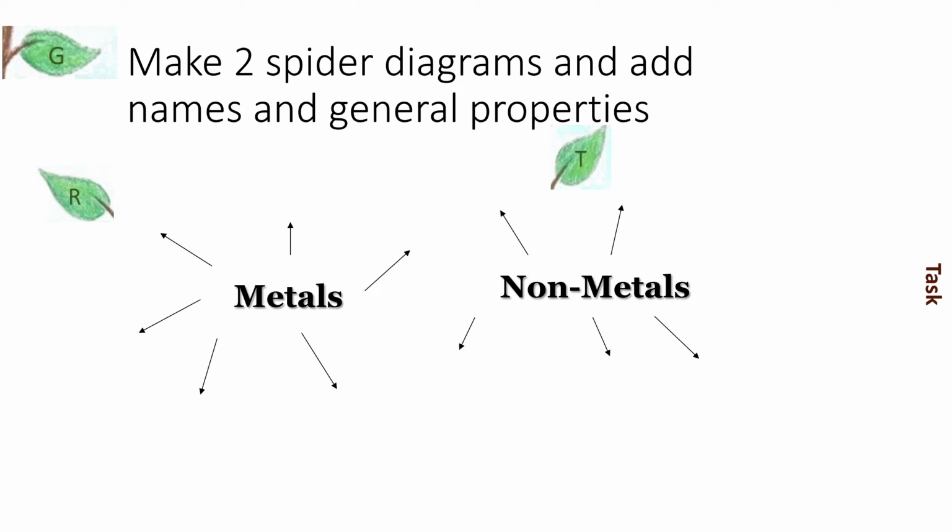Now, I'd like you to quickly make a little spider diagram, metals and non-metals, and add any properties that you can think of. So pause it, any properties of metals. I'm going to give you an example: a metal generally conducts electricity, and non-metals generally don't conduct electricity. Okay, so hopefully you've paused it, had a go at that, and resumed it. So there's two examples. Metals can be gold, they can be shiny.